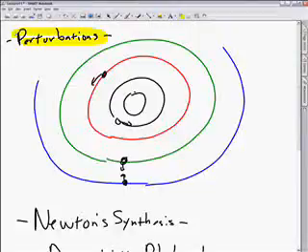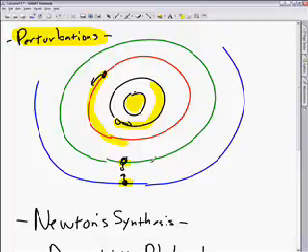Now we're going to talk a little bit about perturbations. So here's a very simple schematic: the Sun in the middle, and Mercury and Mars and the Earth and some other planet. Now the orbits around the Sun are fairly stable. We'll pass around the same orbit each time.